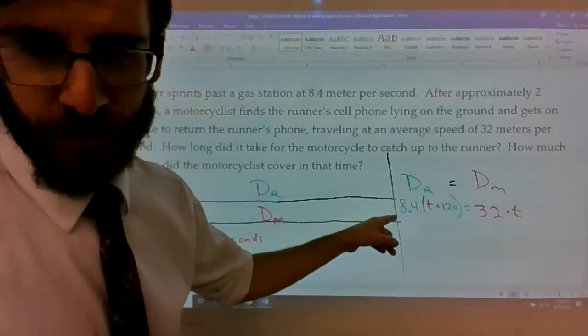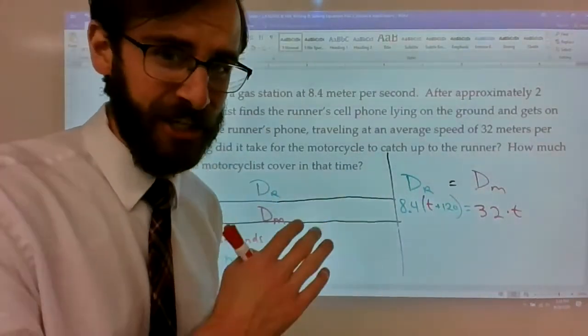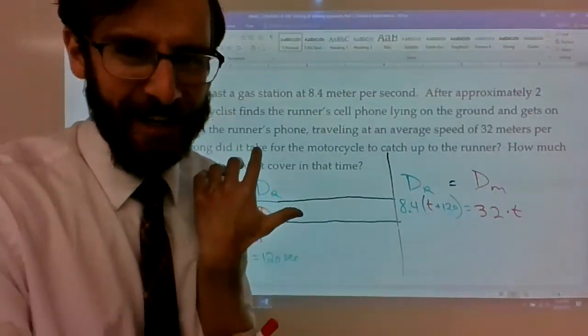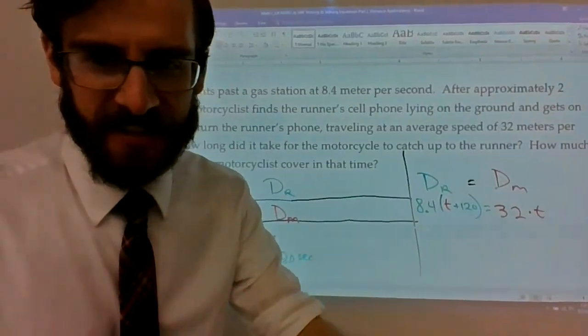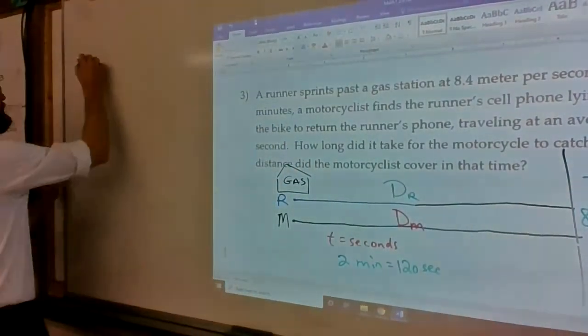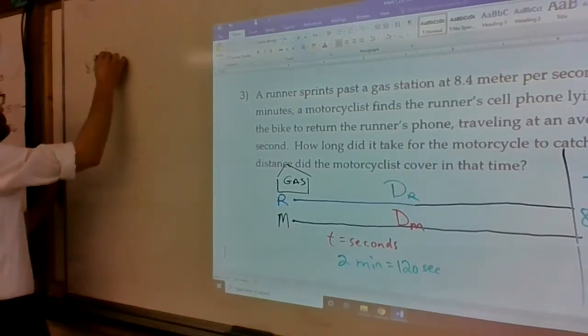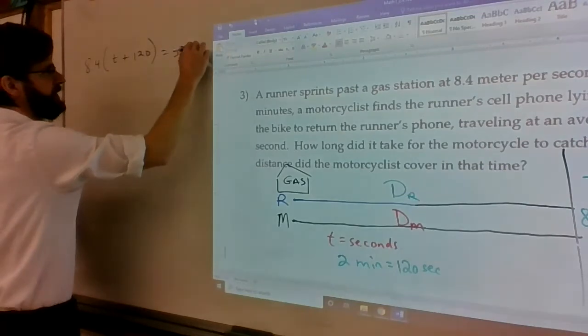Now we're going to solve this equation, and it's great because I'm incorporating the decimal multiplication and addition and subtraction, so yeah, I know you guys love me for the decimals, right? Let's go off to the side here and solve this. So 8.4 times (t plus 120) equals 32 times t.